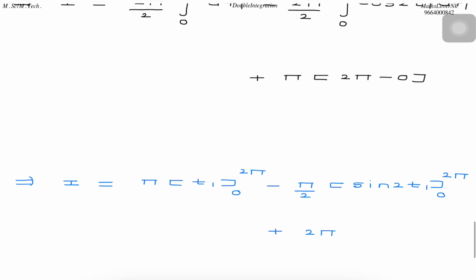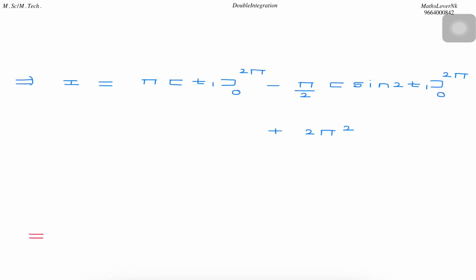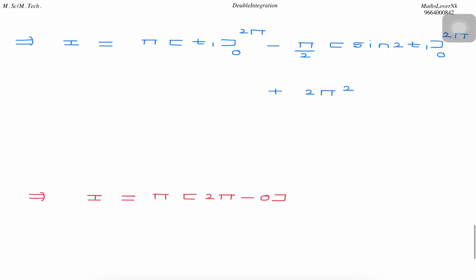Now carry out the multiplication of the terms and find the solution. Then I is equal to pi as it is, 2 pi minus 0, plus minus pi by 2 as it is. Put the value of 2 pi, so sin 4 pi minus sin 0. The sin 4 pi is equal to sin 720, whose value is always 0, so sin 0 minus 0 is always 0, and it's a 2 pi square.